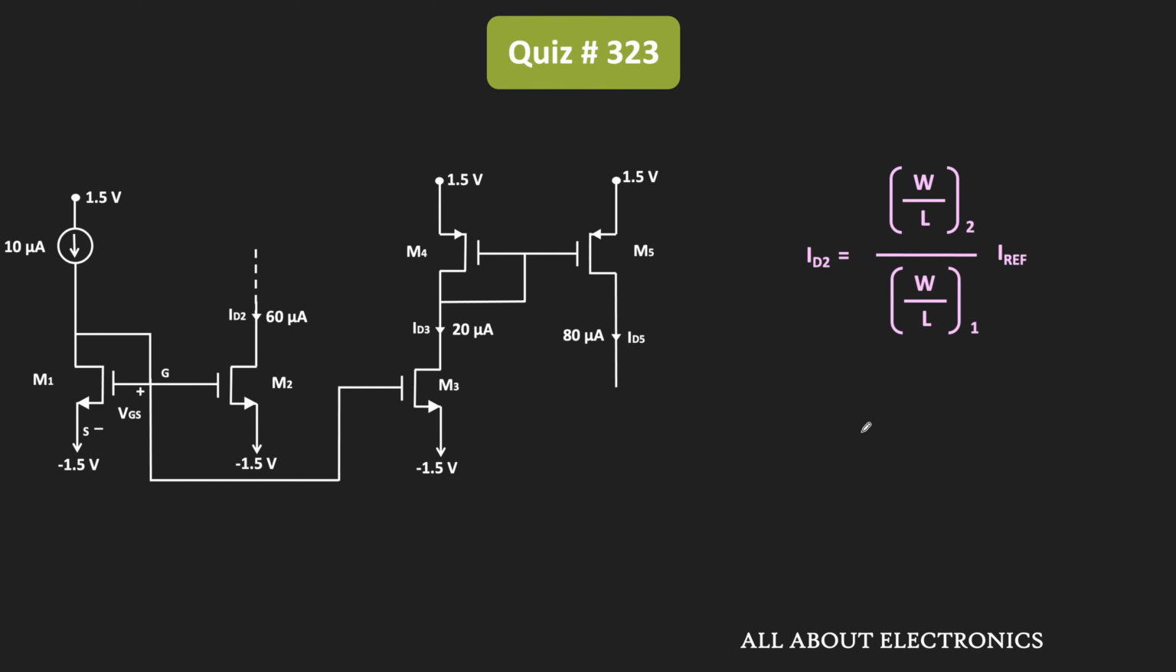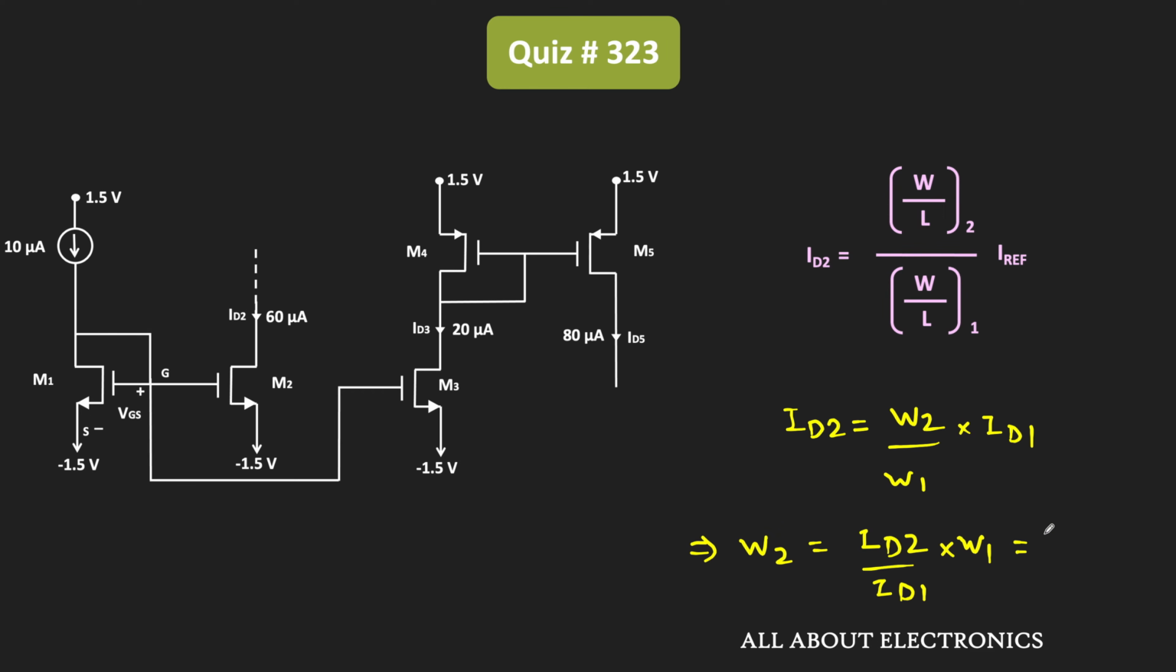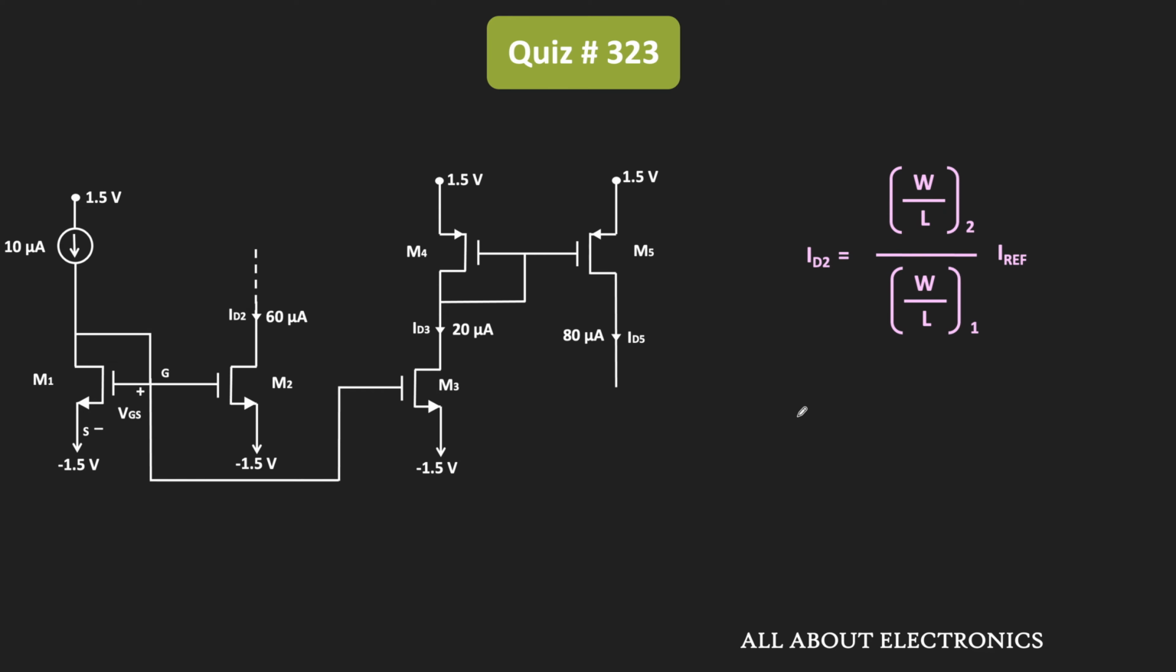Since the length of each transistor is equal, we can say that this current ID2 is equal to W2 divided by W1 times ID1. Or we can say that this W2 is equal to ID2 divided by ID1 times W1, that is equal to 60 microampere divided by 10 microampere times 2.5. That means this W2 is equal to 15 micron. So in this way, we got the value of W2.